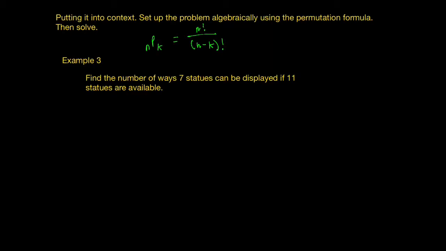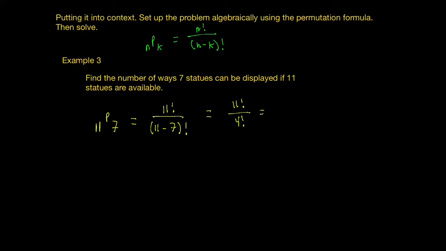And let's read. It says, find the number of ways 7 statues can be displayed if 11 statues are available. We have 11 statues and we want to pick 7 of them to rearrange. So the setup here is going to be 11P7, and then that's going to be 11 factorial all over 11 minus 7 factorial. And here we're going to get 11 factorial all over 4 factorial.